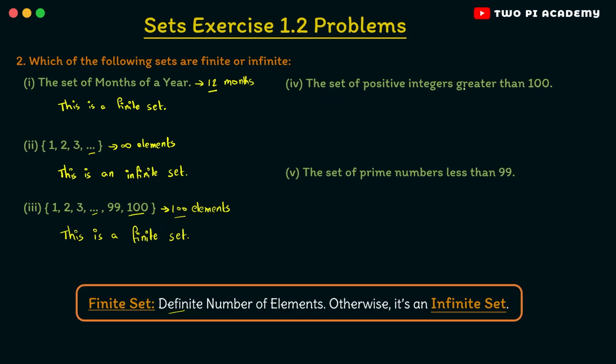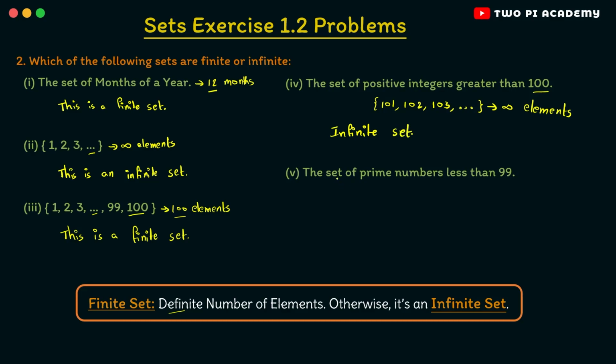The set of positive integers greater than 100. So what are the positive integers greater than 100? First we have 101, and then we have 102, and then 103, and in a similar way it will go on until infinity, right? This does not end anywhere. You can keep on going that way, 104, 105, 106 and so on. So clearly this has infinite elements in this. So if it has infinite elements, which set is it? It is not a definite number. So therefore this is an infinite set.